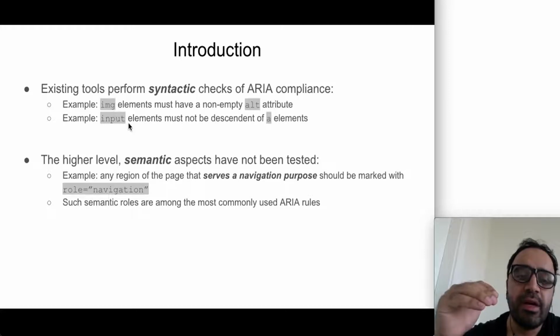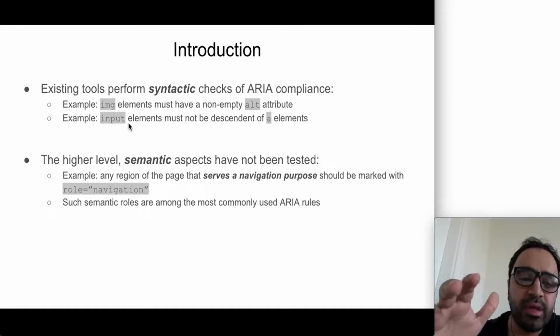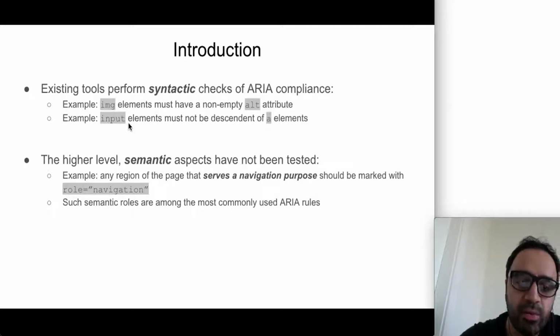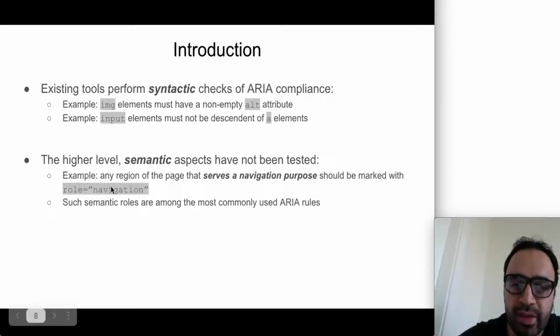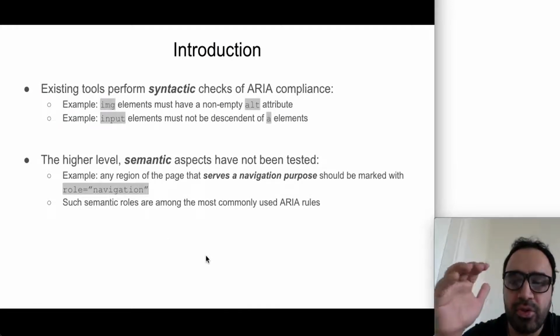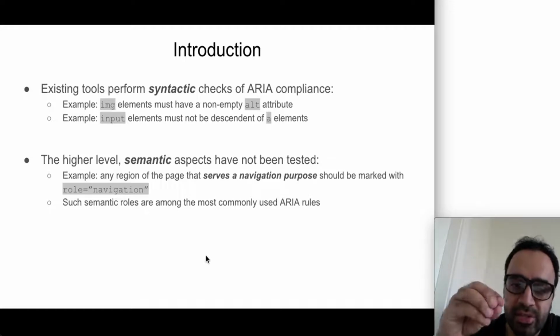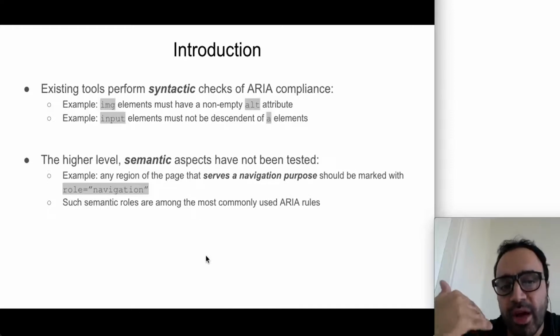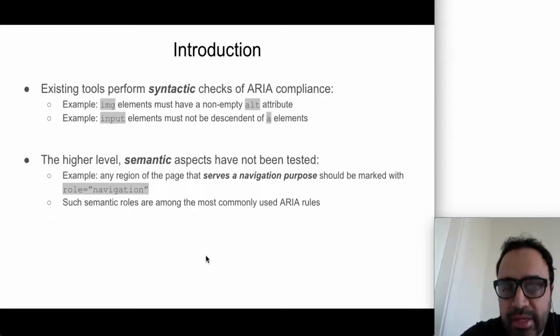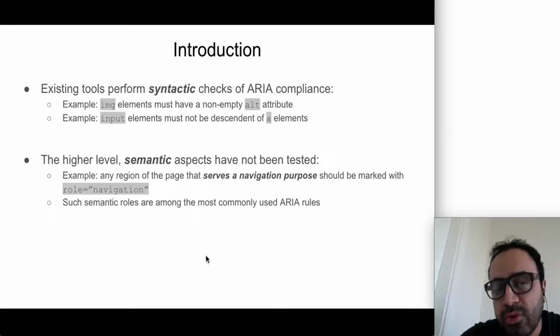So for instance, one example of a semantic ARIA rule says that any region of the page that serves a navigation purpose should be marked with the attribute role equals navigation. Now, there is no syntactic way to assert whether a region serves a navigation purpose or not. So this requires a high-level semantic understanding of the page, and the existing tools currently don't do that. And that's what we're trying to focus on in this work. We're trying to do this sort of high-level semantic testing.